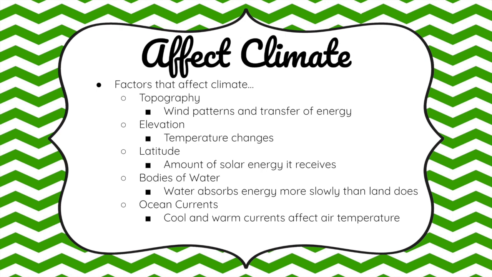Latitude, the amount of solar energy it receives, so where it's at on the planet Earth in comparison to the sun. Different areas are going to receive more solar energy than others, so the latitude matters. Bodies of water. Water absorbs energy slower than land does. So the more water you have, the less energy is absorbing. Whereas if you have more land, more energy is being absorbed because land can take in that energy faster than water can. And then finally, your ocean currents, which kind of plays in as well with those wind patterns.